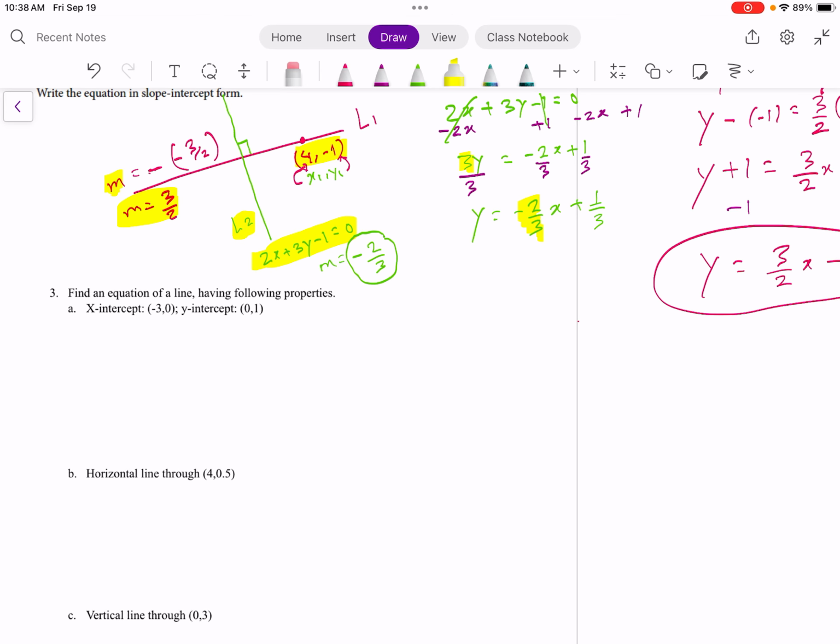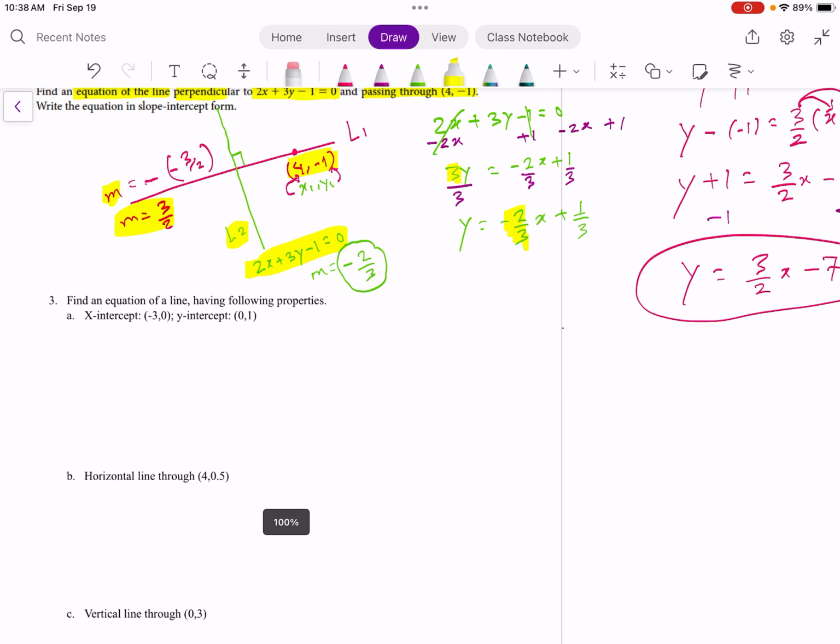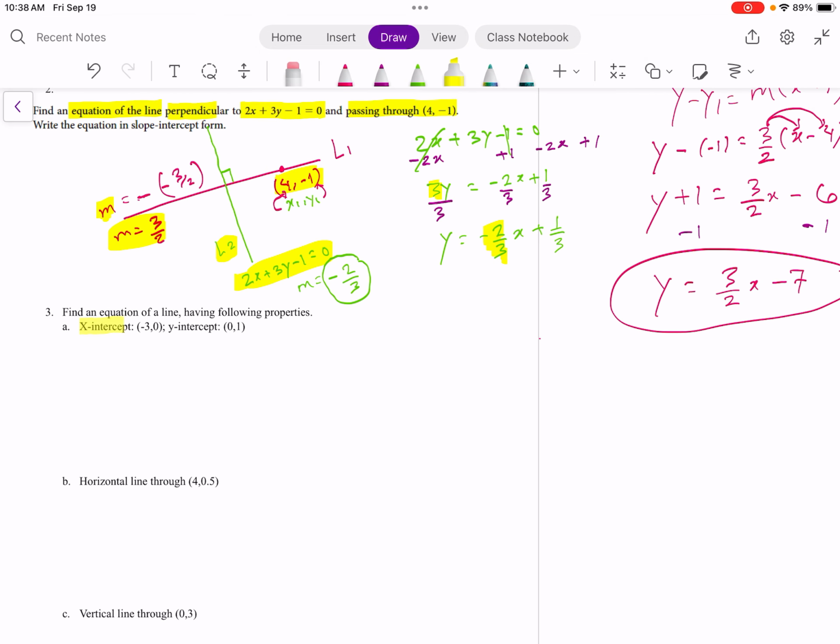Here we have to find the equation of a line. So we have more examples. Our x-intercept is negative 3, 0 and y-intercept is 0, 1. So let's draw a line. This is the x-axis, y-axis, origin. So let's say this is negative 3, 0. And 0, 1 is here. So we have a line whose y-intercept is 0, 1. The x-intercept is negative 3, 0. And you are asked to find the equation of this line.